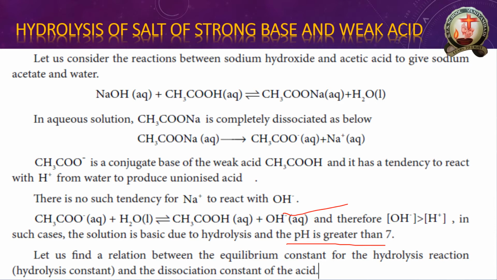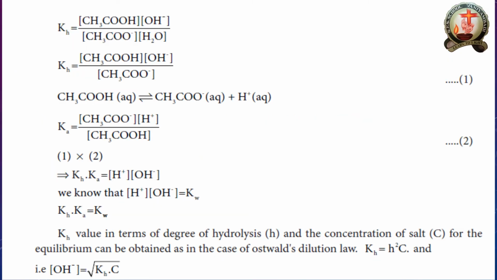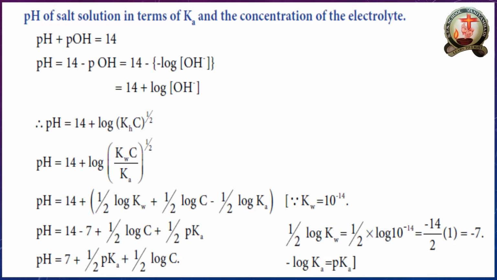We are going to find the hydrolysis constant Kh and the dissociation constant of the acid. So instead of hydrolysis constant, how are we going to find the dissociation of the acid? This is the final equation for our base concentration calculation. With the help of this equation, we are going to find out the pH of the sample.